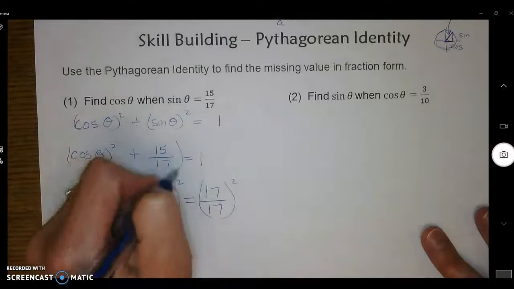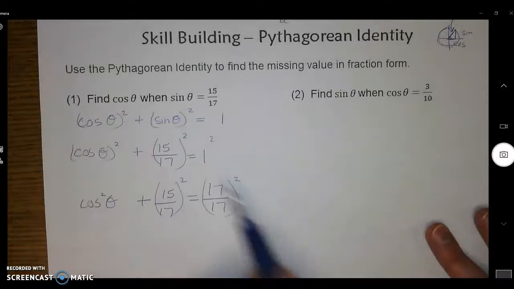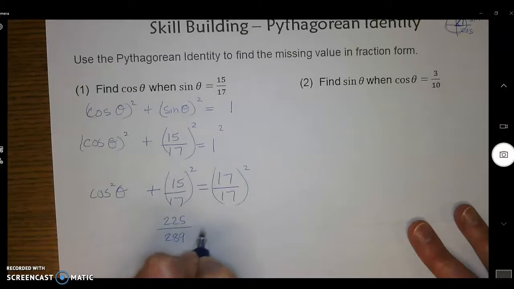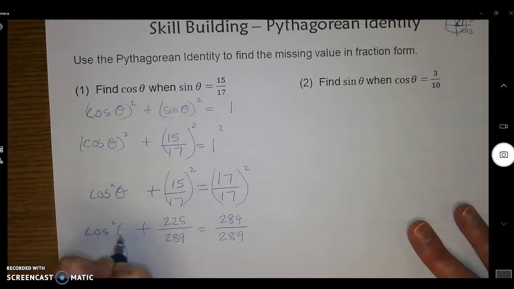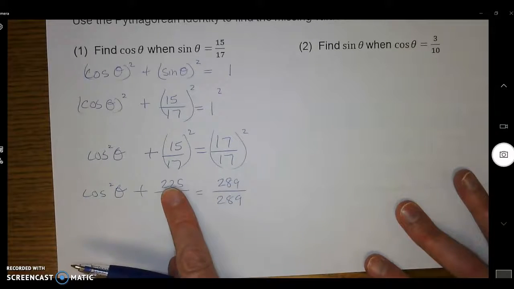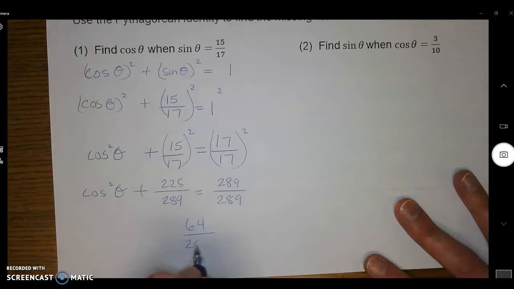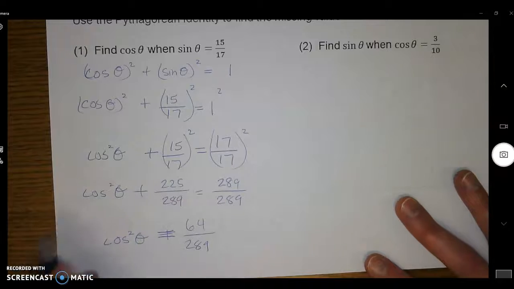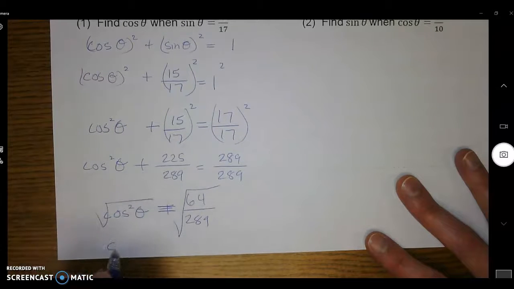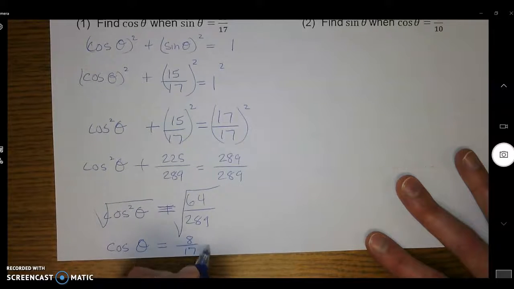Forgot to square these here. These should be squared. 1 squared is 1. So if we fix this here, this will be 225 over 289, and then 289 over 289. Move this fraction that way, so 289 minus 225 is 64. And then I want a single cosine, so I'm going to have to square root. So cosine theta will be 8 over 17, and they want us to leave it in fraction form.